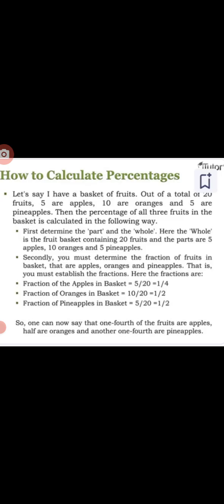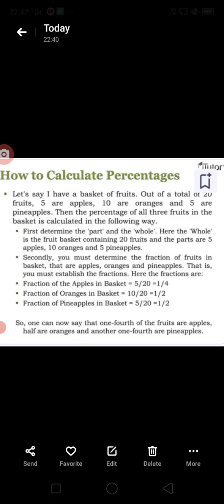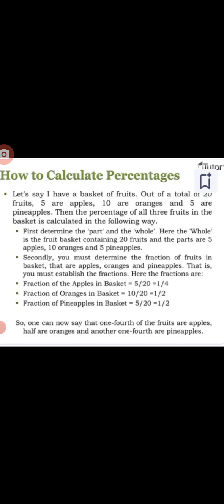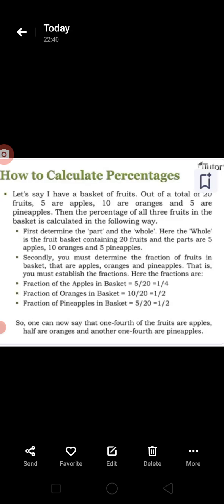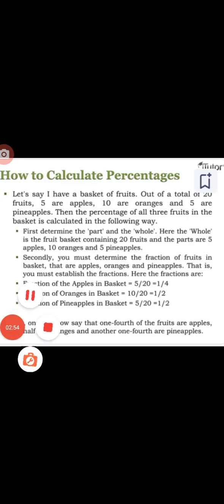Here the fractions are: number 1, fraction of the first fruit, apples, in the basket. That is equal to 5 by 20. We have to simplify it, then we get 1 by 4. Second one is fraction of oranges in the basket. That is 10 by 20. We simplify it, then we get 1 by 2. Third one is fraction of pineapples in the basket. That is equal to 5 by 20. We simplify it, then we get 1 by 4. So, one can now say that 1/4 of the fruits are apples, half are oranges, and another 1/4 are pineapples.